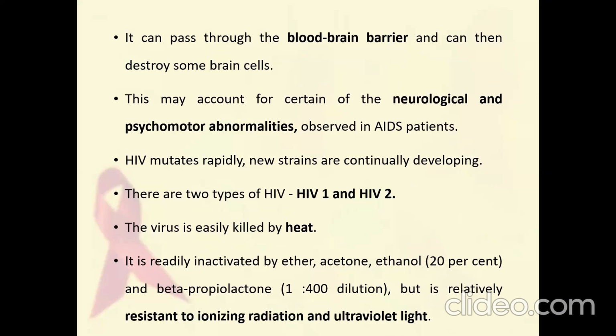There are 2 types of HIV virus, HIV-1 and HIV-2. The virus is easily killed by heat, and it is readily inactivated by ether, acetone, ethanol, and beta-propiolactone. But it is resistant to ionizing radiation and ultraviolet light.